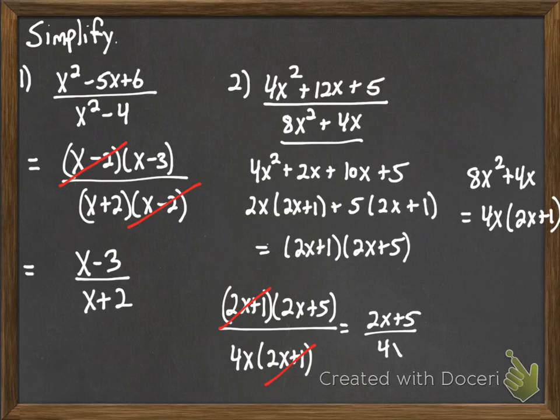Now, be careful. You're going to find yourself sometimes tempted to do this. That 4x and that 2x, you cannot cancel those out. The 4x is the whole denominator, so it actually is a factor of the denominator, the 4 and the x. But the 2x at the top is being added to the 5. It's not a factor, it's an addend. It's on the end of an addition or subtraction problem.